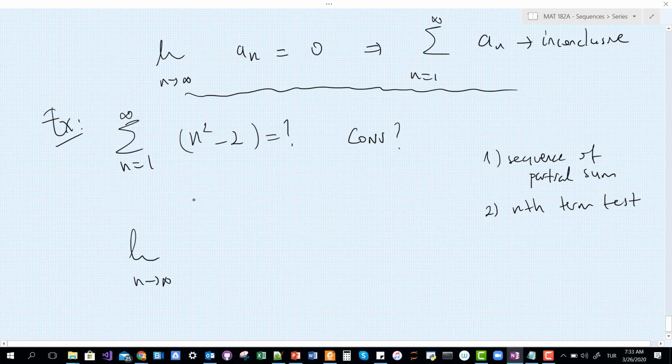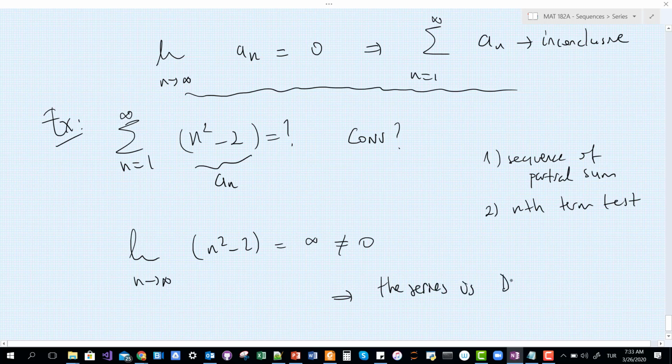So I need to take the n-term limit. This is my n-term, guys. The n-term is going to be equal to n squared minus 2. And the limit of this term is going to be infinity. So it is different than 0. If it is different than 0, then yes, I can say that the series is divergent.